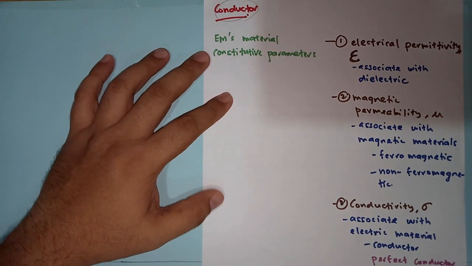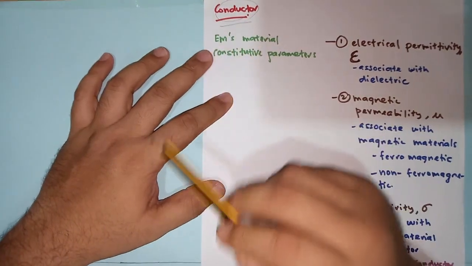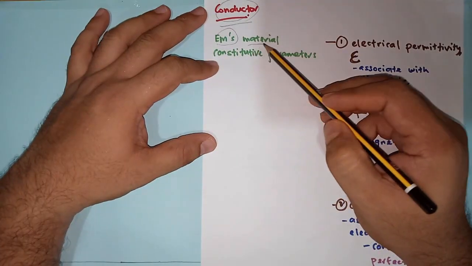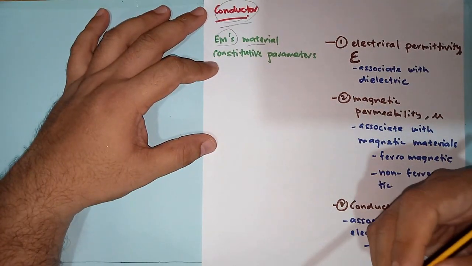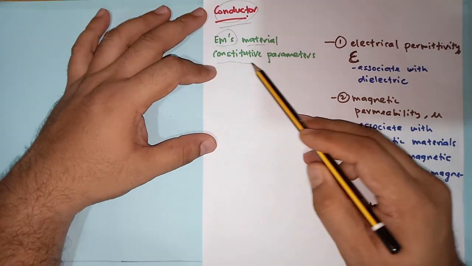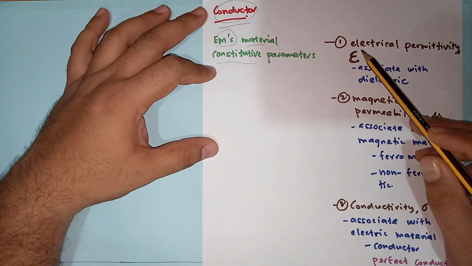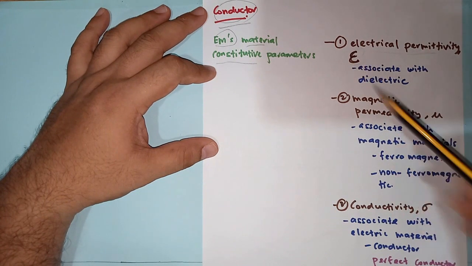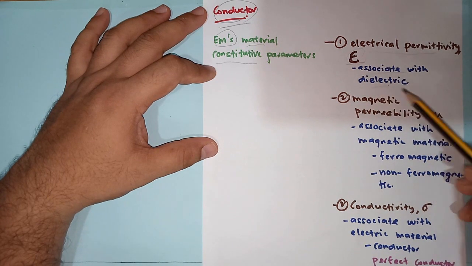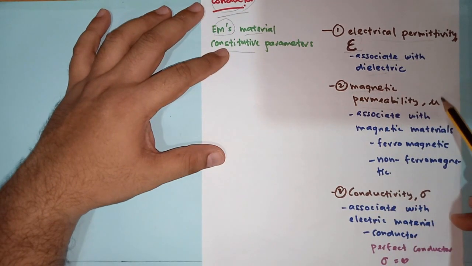Alright, in this video, I will talk about the topic of a conductor. In electromagnetics, material is evaluated or classified based on several constitutive parameters. The first constitutive parameter is electrical permittivity, which is epsilon. This parameter is associated with dielectric. The second parameter we call magnetic permeability, or mu.